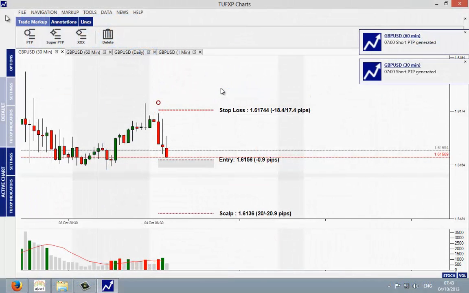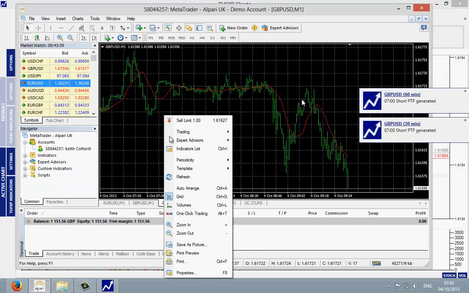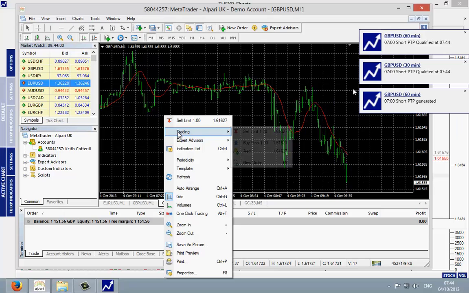So it's Friday the 4th of October. We have a potential trade marked up. We're alerted to this at 7 AM. We've also got one on the 60-minute as well, but this particular trade is in the 30-minute. So waiting for the market to go through, and there we can see that it's qualified. We're alerted by the software just there.